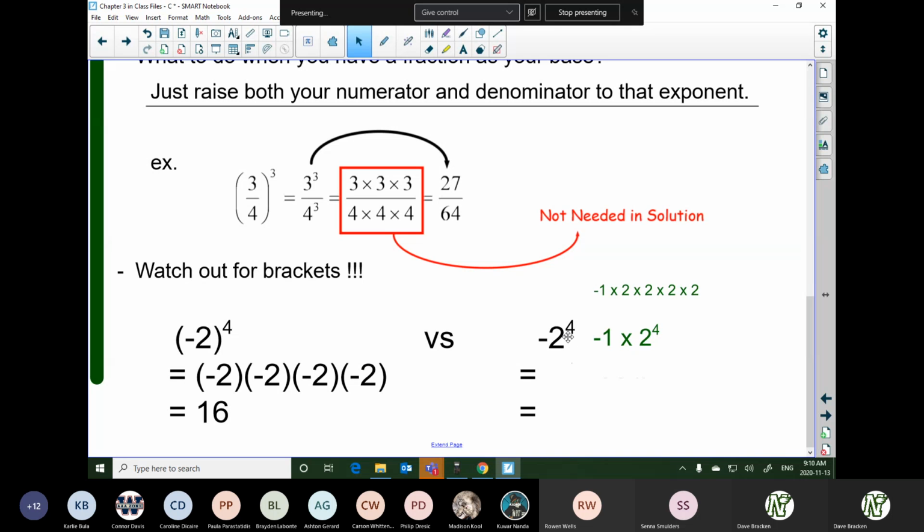The only thing being raised to the power of 4 is the 2. And I'm going to cover this up right here, just so you see that. What is being raised to the power of 4 is the 2.